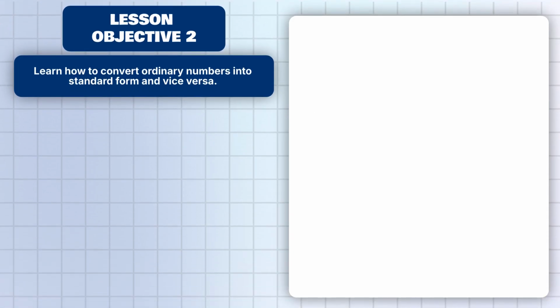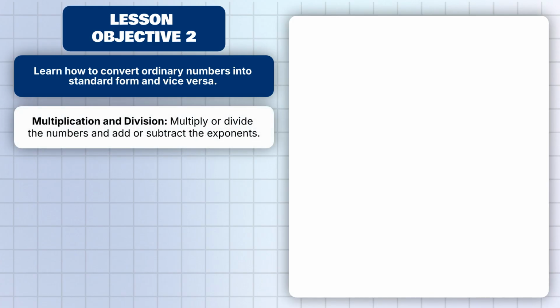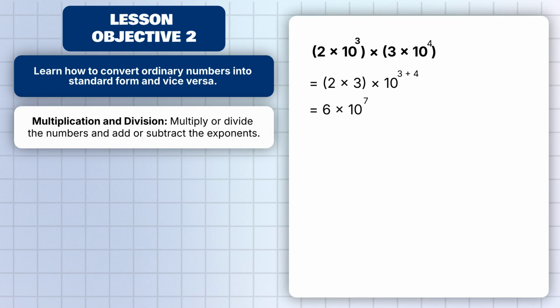Finally, let's look at using standard form in calculations. In multiplication and division, the rule is that we multiply or divide the numbers that aren't powers of 10 and add or subtract the exponents in the powers, based on the rules of indices that we have learnt. We can see this in the on-screen examples. For 2 times 10 to the power of 3 times 3 times 10 to the power of 4, we multiply 2 and 3 and add the exponents of the powers of 10. 2 times 3 is 6 and 3 plus 4 is 7, giving us 6 times 10 to the power 7.